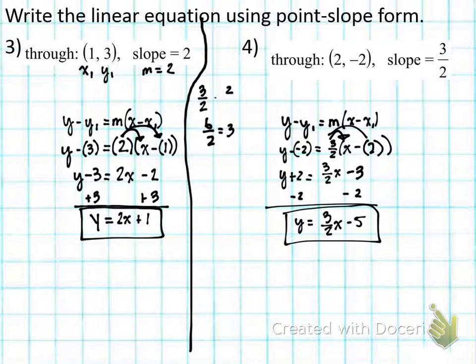3 over 2 times x is 3 over 2x. What's 3/2 times negative 2? What did we say it was? Negative 3, right? Remember this side problem? Oh, okay, I get you. Okay? And then how do we get y by itself? We subtract 2 on both sides. You get y is equal to 3/2 x minus x.